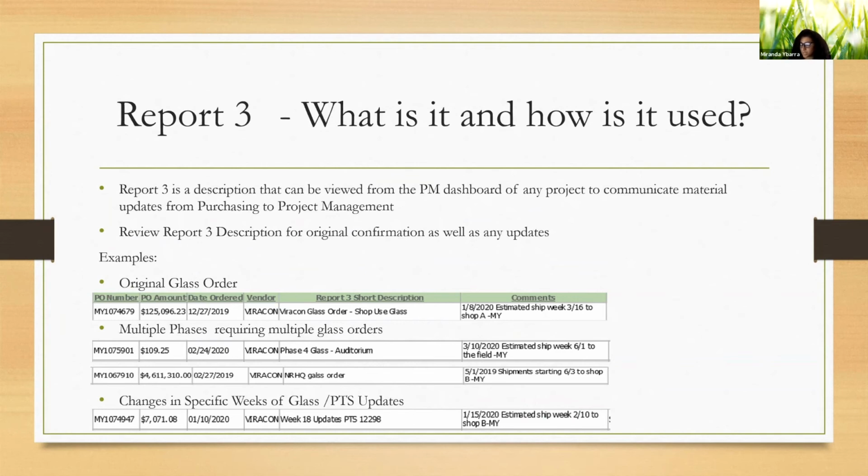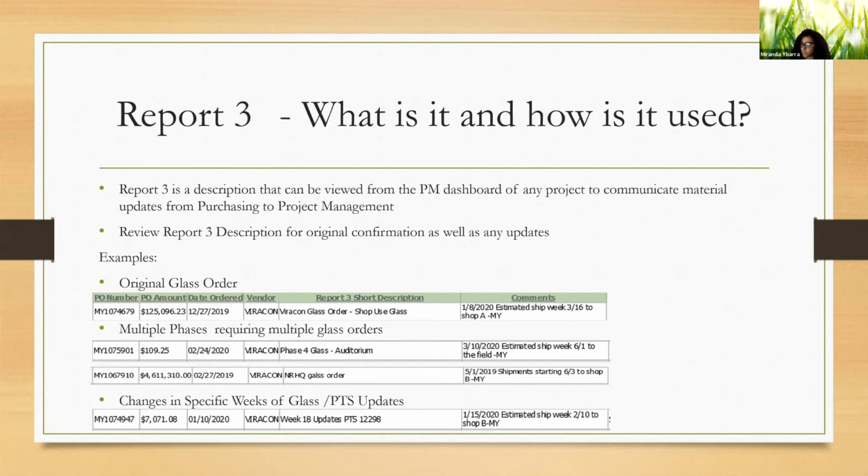So your original glass order, you'll see in the Report 3 description, you're going to want to put something along the lines of Viracon glass order, shop use glass. If it was field use, you could put field use or tech wall. And then in the comments, I'll always update with when it's coming or when deliveries are to begin, or if I have the confirmation. It's also nice to keep it very organized in terms of multiple phases. So for example, you see below there is the original glass order, and then there's also an auditorium for a natural resource project. So it'll help you differentiate what glass orders you're looking at, especially for the shop when we're searching for glass in all of our POs.